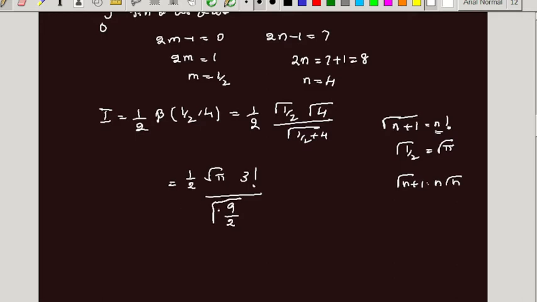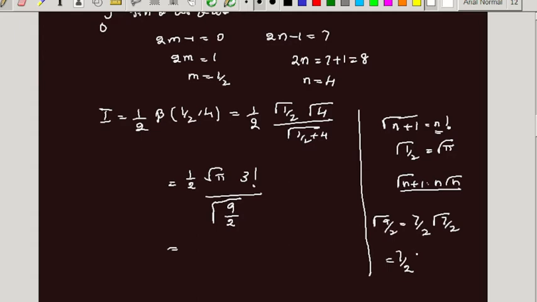This is gamma. We must modify this one, we can write it as 1 plus, so this one we must solve by subtracting 1. 9 by 2 subtracted by 1, we get 7 by 2. Then gamma 7 by 2, subtracted by 1, we get 5 by 2 into gamma 5 by 2. So this one we must keep on simplifying.